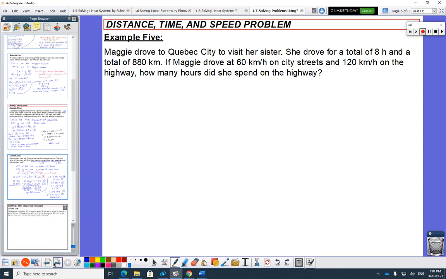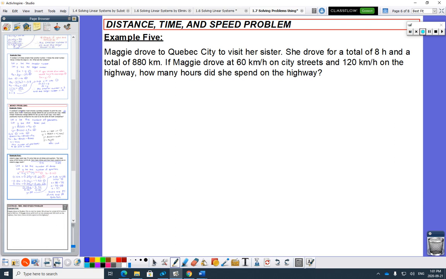This question is a little bit tricky, but again, if you're not sure, go to the last statement or the end of the sentence, and hopefully that can help you decide what you want X and Y to be. Okay? So Maggie drove to Quebec City to visit her sister. She drove for a total of 8 hours and a total of 880 kilometers.